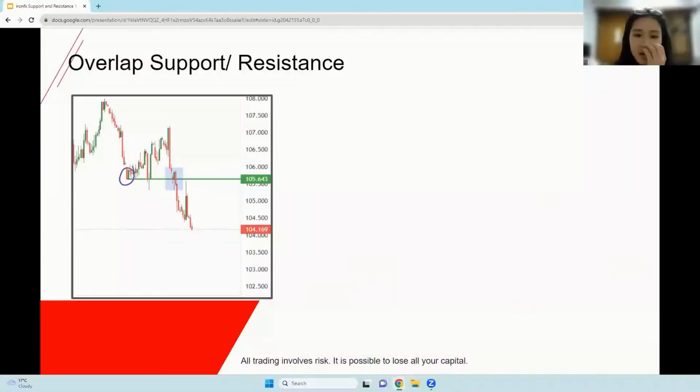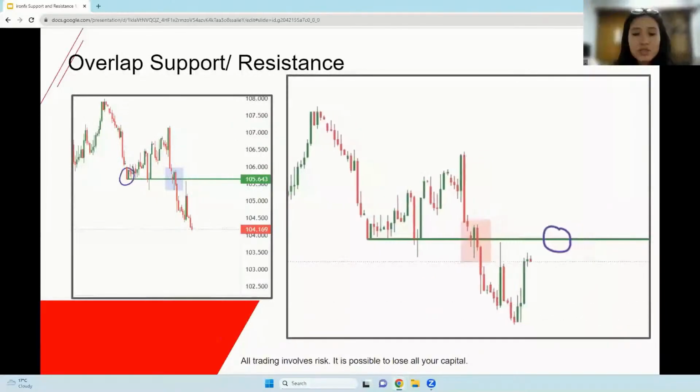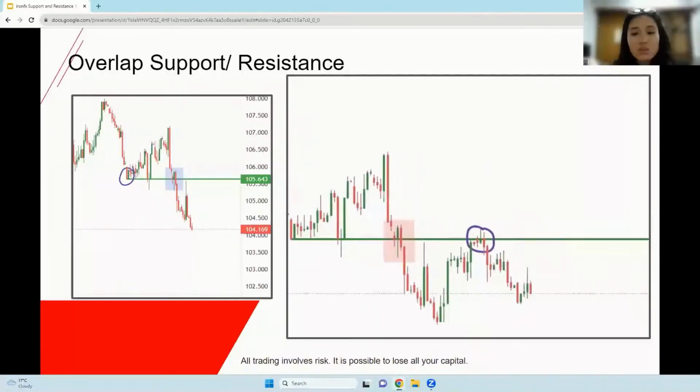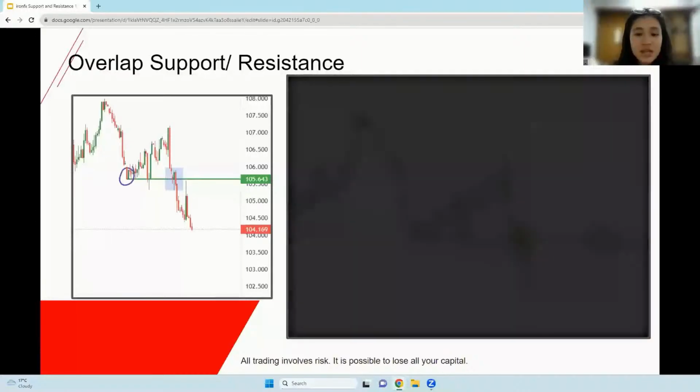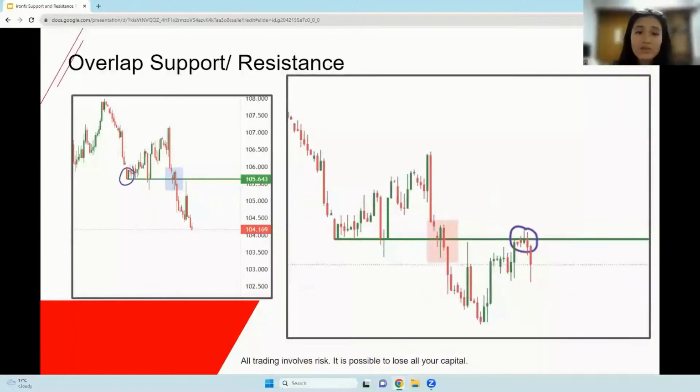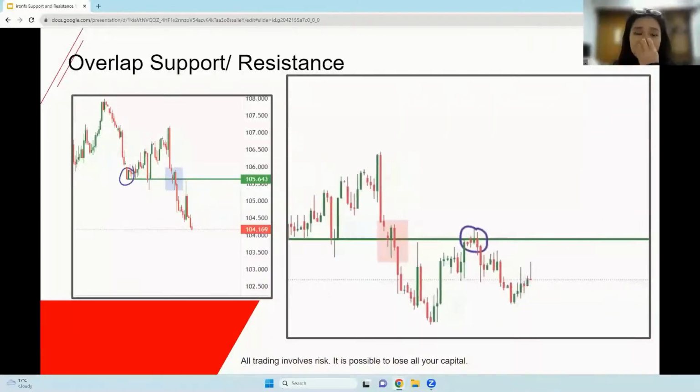Here's an example. The swing low support becomes a pullback resistance once price breaks the support at this 105.643 level. So you can see in this GIF how price retraced or pulled back to this resistance level and in fact reversed off of it, making it now an overlap resistance.